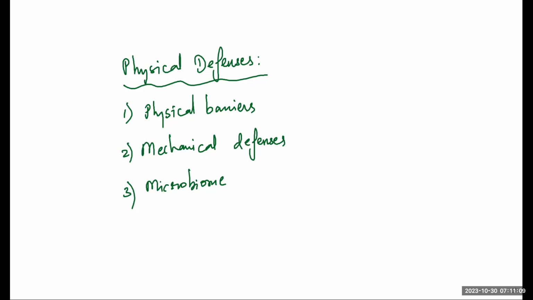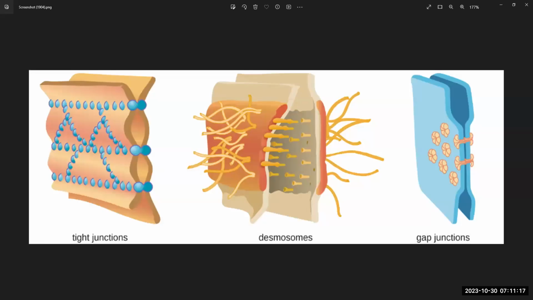For instance, if we look at this picture carefully, the first picture indicates the tight junction. So, what exactly does it mean? For example, if you take the endothelial cells, which are the lining of the blood vessels, they have very tight cell to cell junctions. This tight cell to cell junction network blocks microbes from gaining access to the bloodstream.